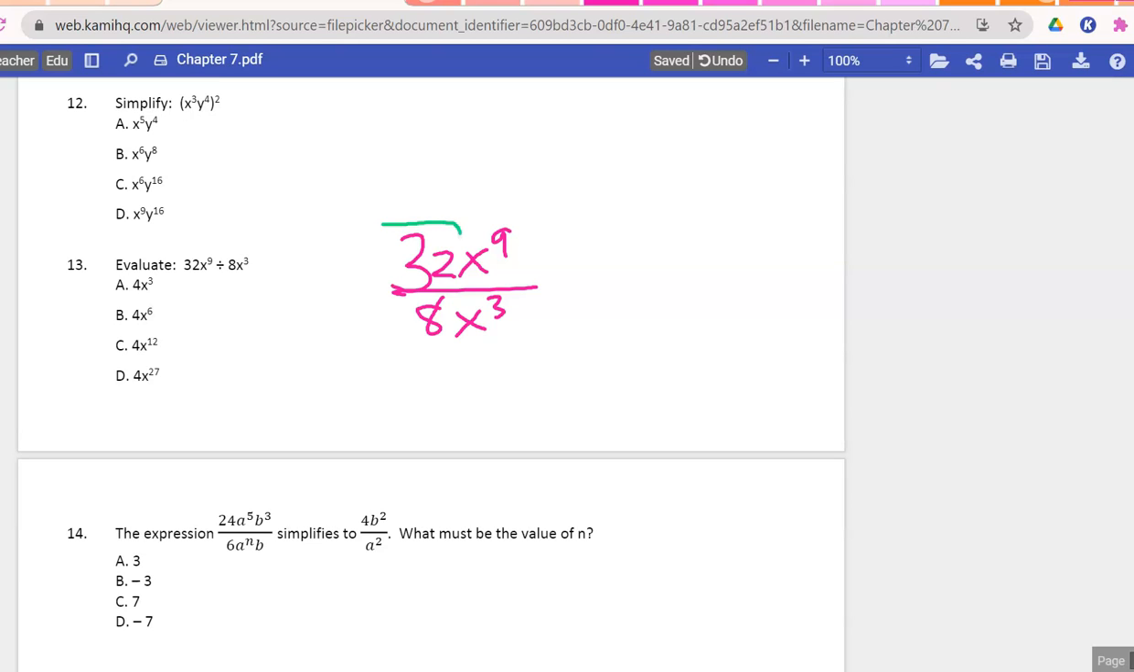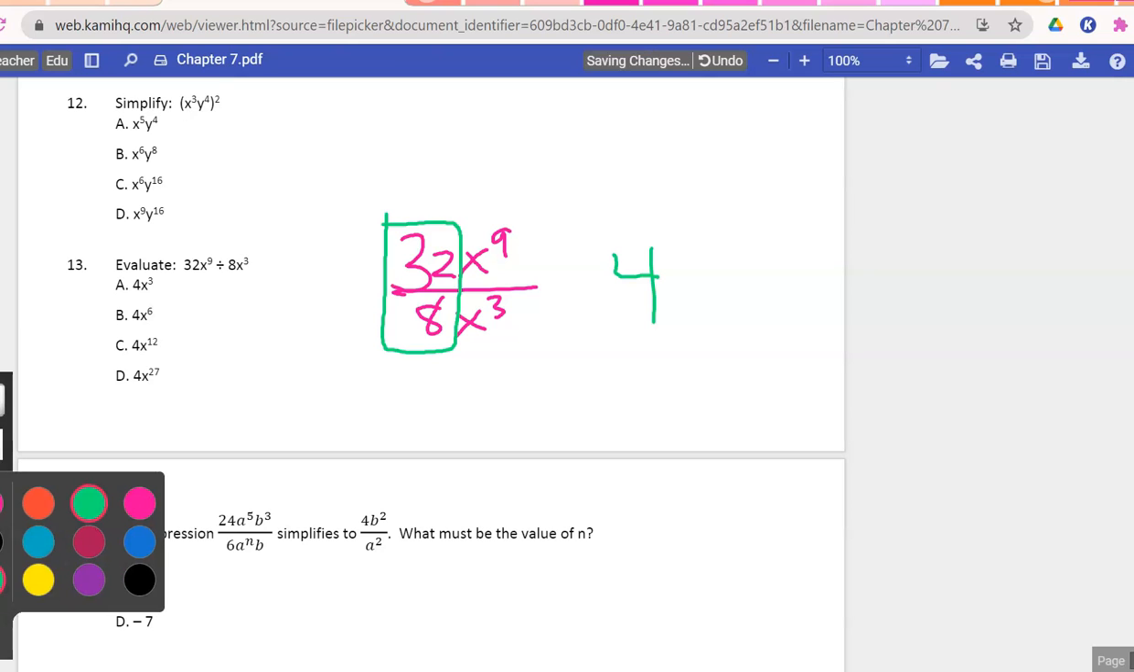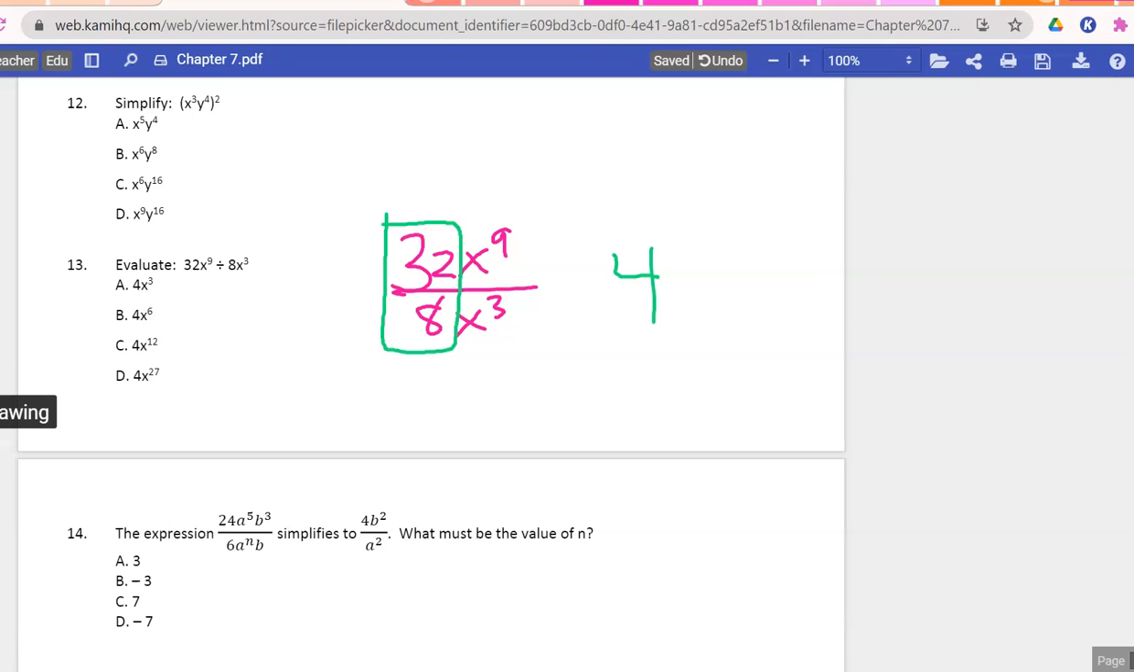Remember, you want to think about these things as separate. So the first thing we want to do is divide 32 by 8. 32 divided by 8 gives you 4. So that becomes 4. Now we're looking at your variables and exponents. Again, we're going to use quotient of powers rule here, and you're just going to subtract your exponents. 9 minus 3 gives you 6. So you have 4x to the 6th, which looks an awful lot like answer choice B.